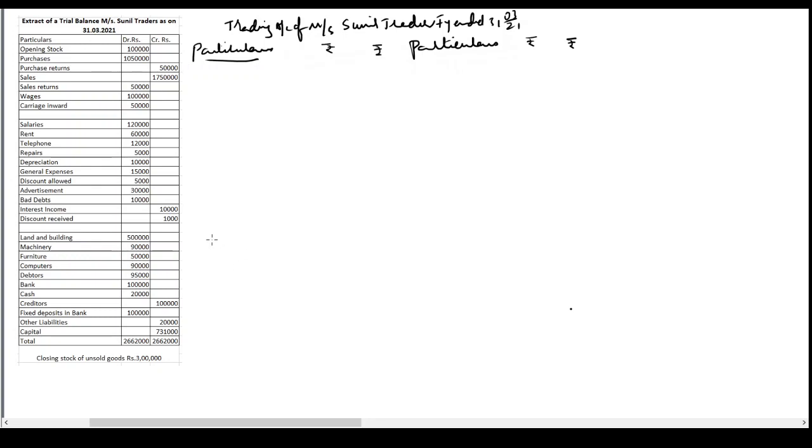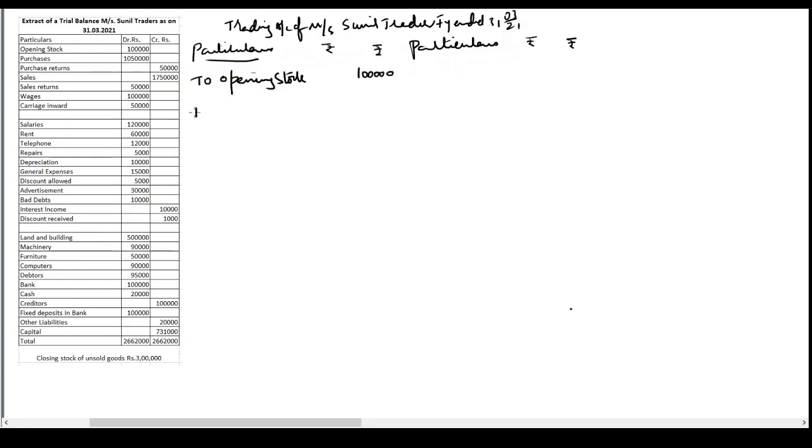Opening stock is given to you. Opening stock is debited to the trading account. We pass the entry trading account debit to opening stock to close the account, and the balance is transferred to the trading account. Opening stock rupees 1 lakh.